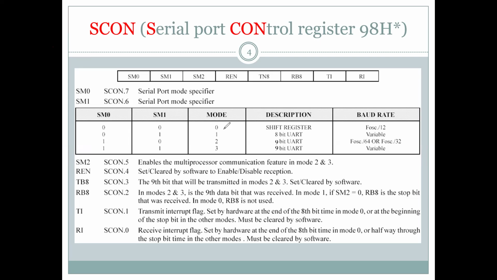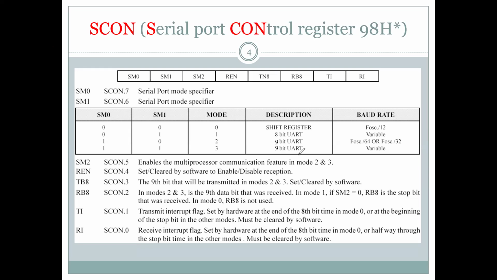00 means mode 0. It is shift register mode. 01, it is mode 1, which is 8-bit UART mode. 10, mode 2, 9-bit UART mode. 11, mode 3, 9-bit UART mode. So the SCON register is used to configure the UART module in 4 different modes: Mode 0, Mode 1, Mode 2, Mode 3, each with the definitions: shift register, 8-bit UART, 9-bit UART, and 9-bit UART.